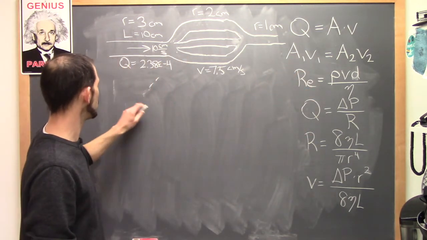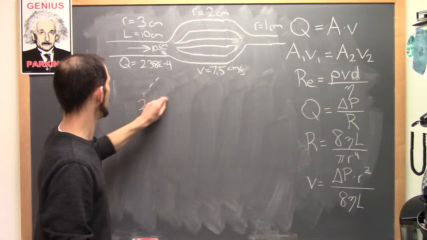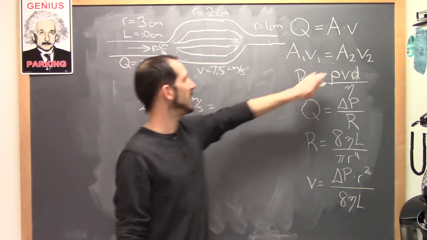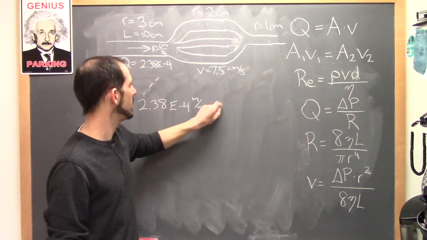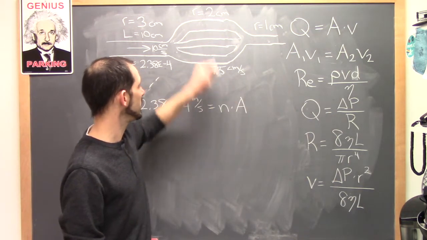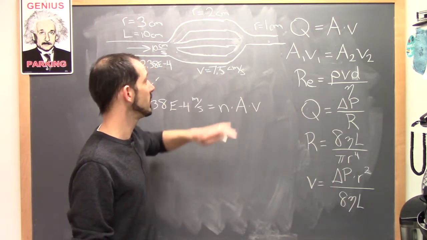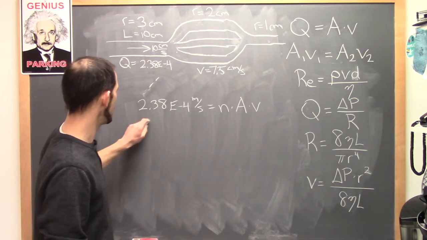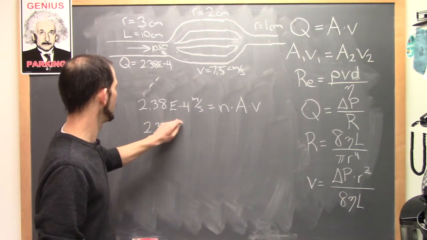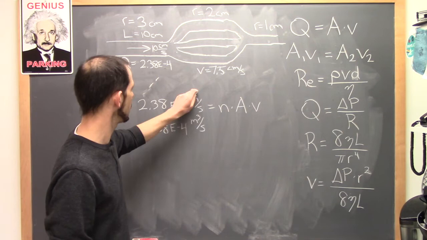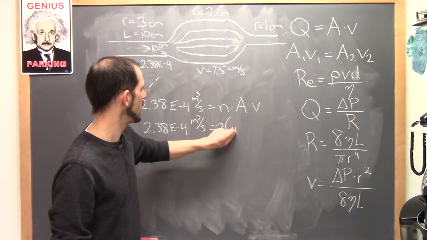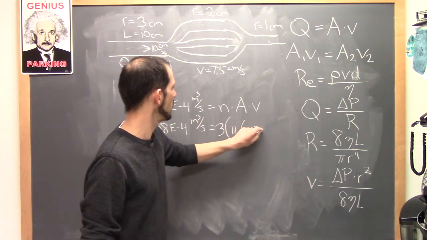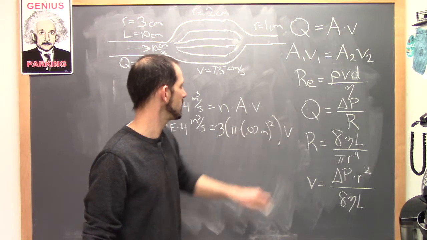So the A1 V1 part is just a flow rate of 2.38 times 10 to the minus 4 meters cubed per second. And then we're going to say that's equal to A2 times V2. Well, that's going to be N times the area of one of these pipes times the velocity going through one of those pipes. So we have three pipes, each with an area of pi times 0.02 meters squared, times the velocity.